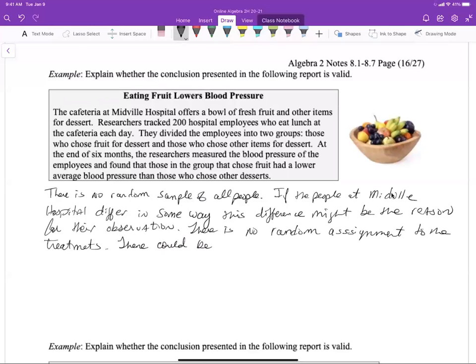So there could be other factors that are causing differences in observed blood pressure.